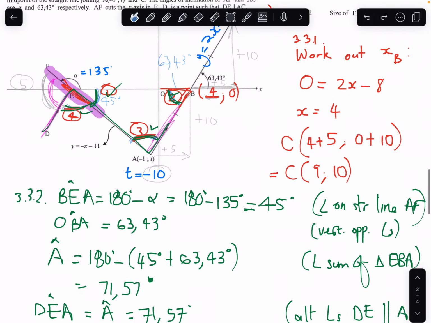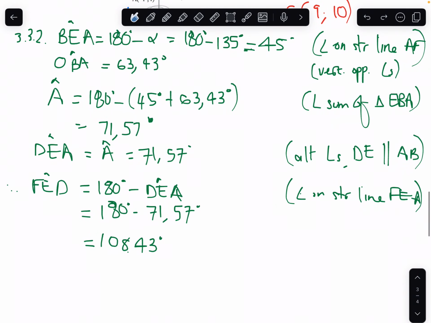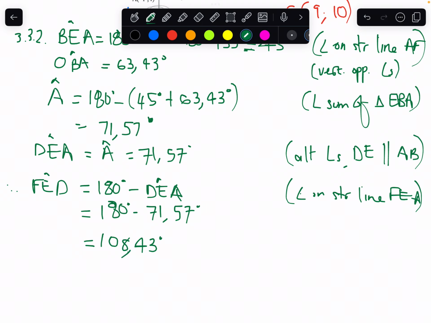I was going to talk about the exterior angle of a triangle, but that actually wouldn't have helped us. Never mind. So did we finally get our answer? Yes, we wanted the size of FED, which is 108.43 degrees. Let's see what the memo has to say for itself.